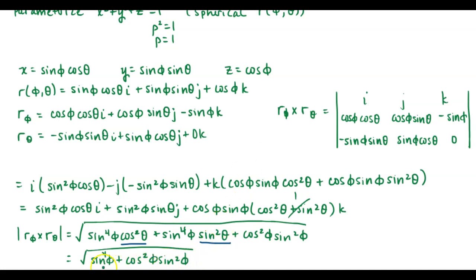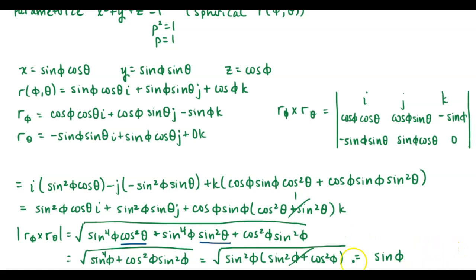And the other thing I can do, let me see, I can factor out a sine of phi squared from both of these terms. And when I do that, I get a sine of phi squared plus a cosine of phi squared. And we see this identity happen again. I know the square root of sine of phi squared is just the sine of phi.